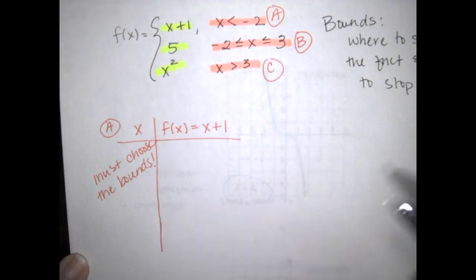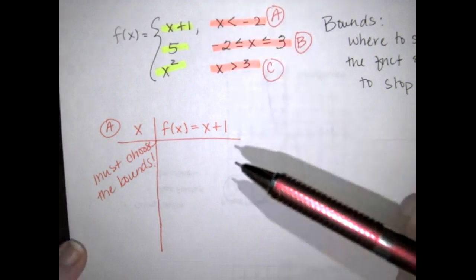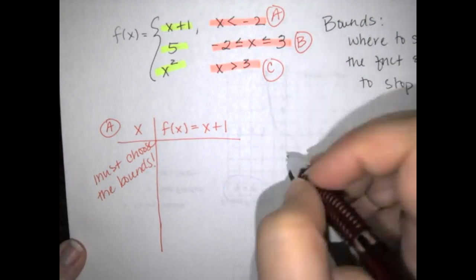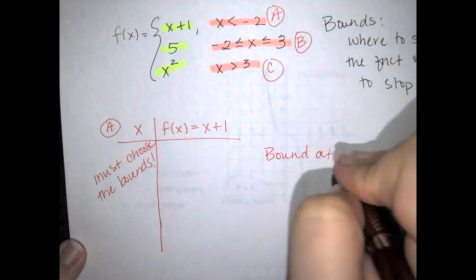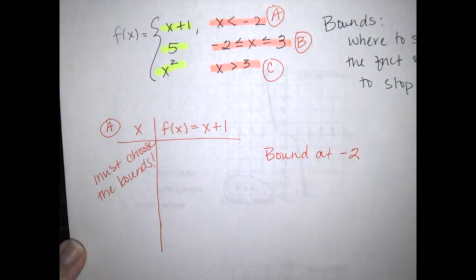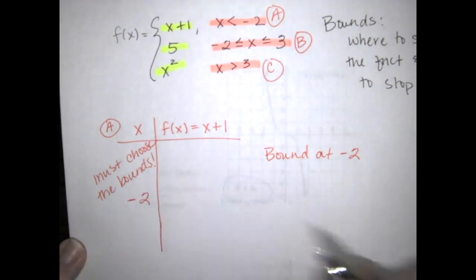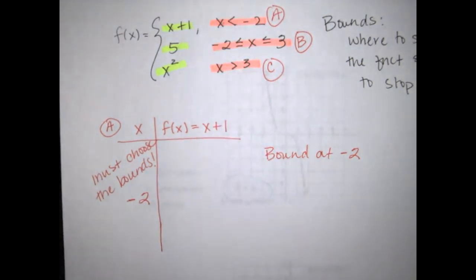So in this first one, if you look, we are talking about any values that are less than negative 2. So for this first one, this means I have a bound at negative 2. Okay, that's what we're saying. So I have to start there. I have to use the negative 2. Regardless of what your inequality says, you must use your bounds in order to graph.